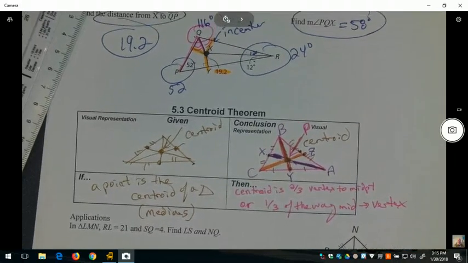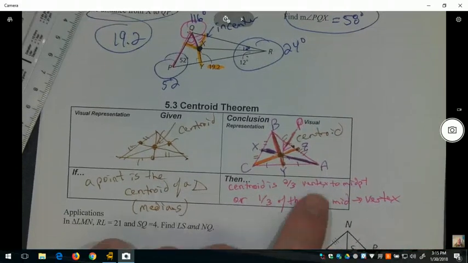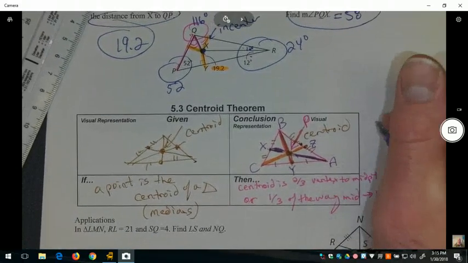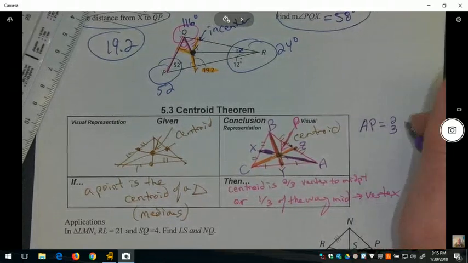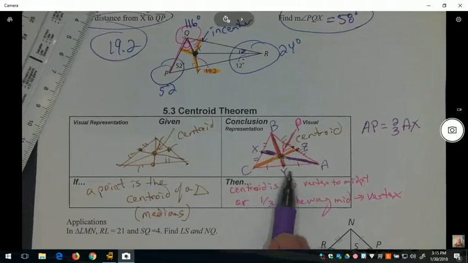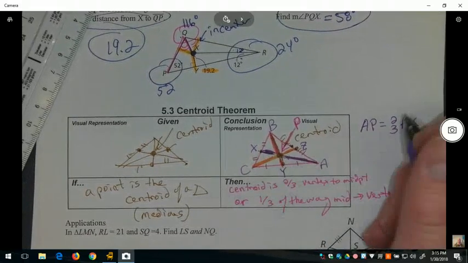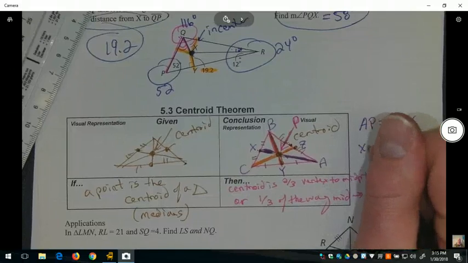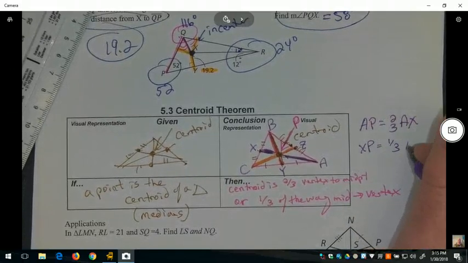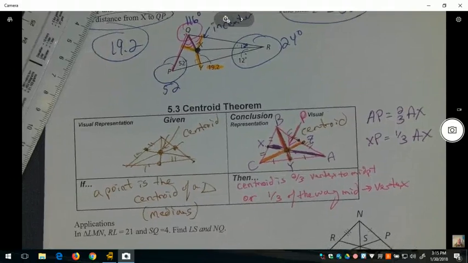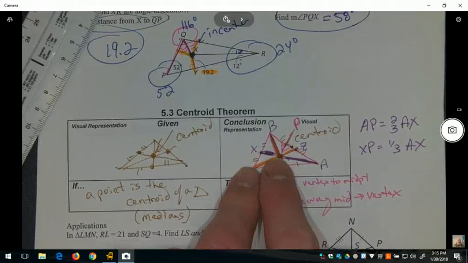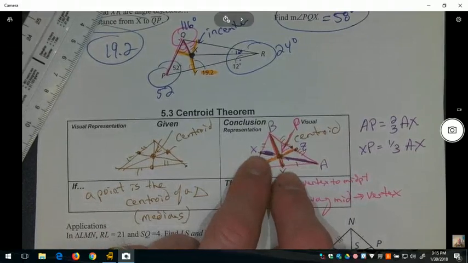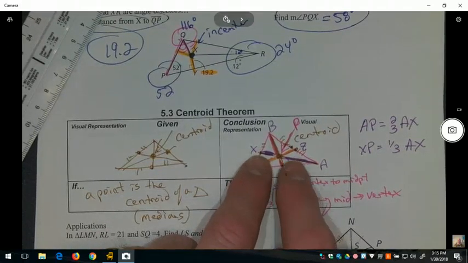In terms of the equations, let's look at A and X. The distance from A to P is 2/3 of AX. This is 2/3 of the full segment. The distance from X to P is 1/3 of AX. So basically, this thing cuts it into two pieces, not equal pieces. It was not bisected by any means. 1/3 of the median lies on this side of the centroid, 2/3 of the median lies on this side.